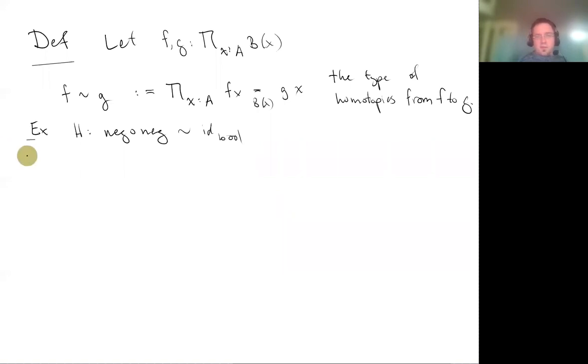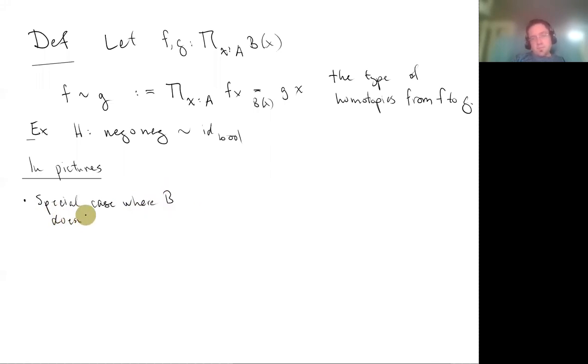Okay. So we'd like to draw some pictures of homotopies, and I'm going to introduce a way of drawing dependent functions and type families. So let's first look at a special case where we have a non-dependent function type, the special case where B doesn't depend on X. We might draw it as follows.